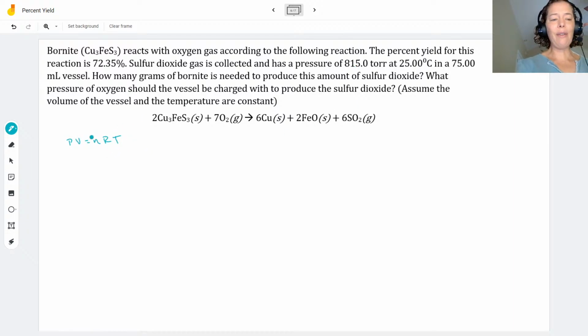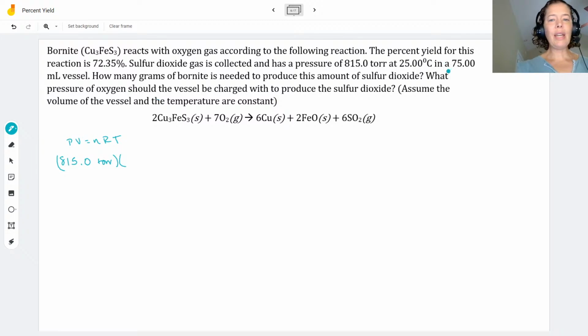So we have a pressure, we have a temperature, we have a volume, we can calculate the number of moles. This would be great if it was at STP, but it's not at STP, so we're going to have to use the ideal gas law. So let's plug in what we know. We have been given the pressure, that is 815 torr.